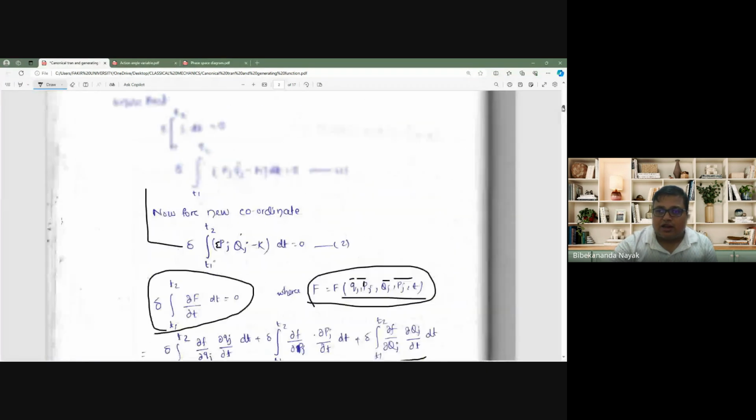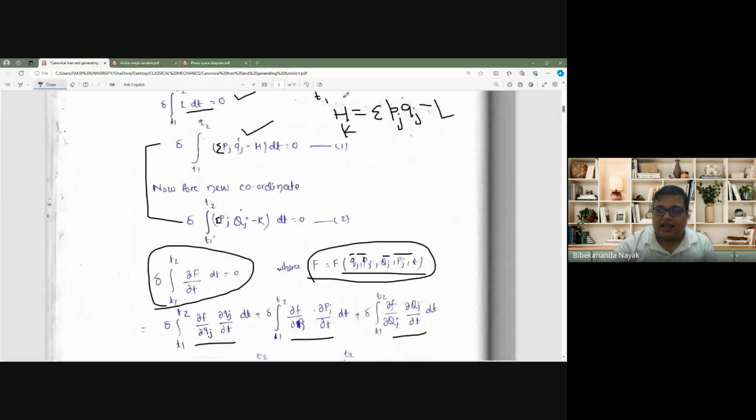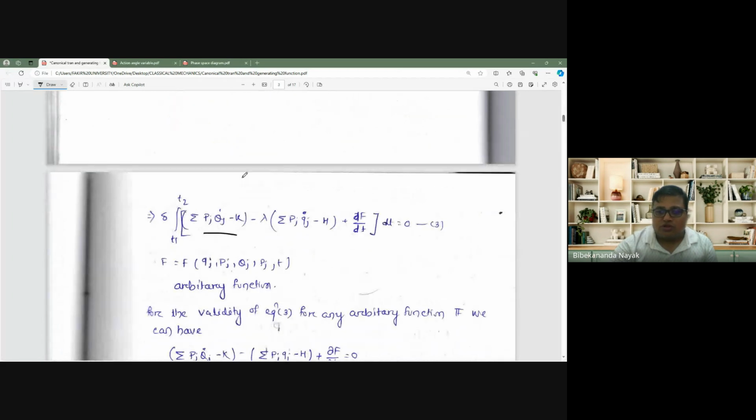So now we add these three. The right-hand side is 0, and if we multiply something into 0, it will still be 0. So we multiply by lambda and add them. If you add delta of Pj Qj dot minus K, lambda times Pj Qj dot minus H, multiplied with the small coordinates, plus df by dt, it is equal to 0, where f is a function of all coordinates.